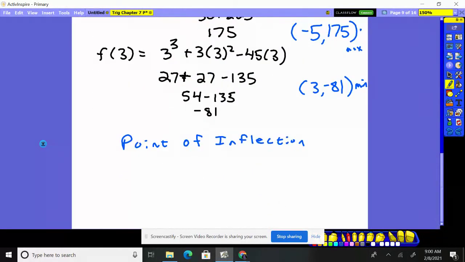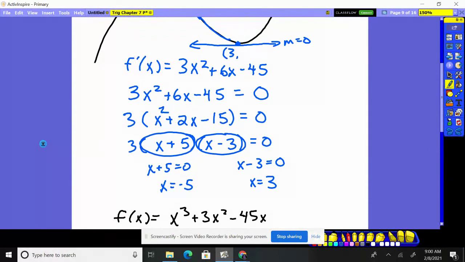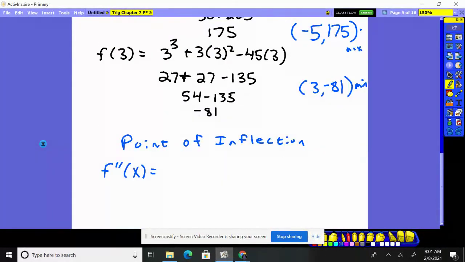Do the same thing, but we find the second derivative, the derivative of the derivative, second derivative. Now our original derivative is right here. This was, and I should have marked it up here. There we are. 3x squared plus 6x minus 45 is our original. So when we take the derivative of this, it's going to be 6x plus 6. So the second derivative is 6x plus 6. You can see this takes a little bit of work.